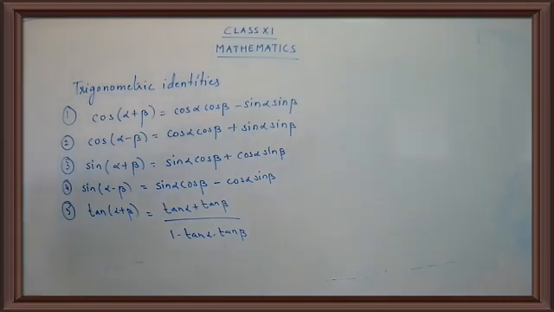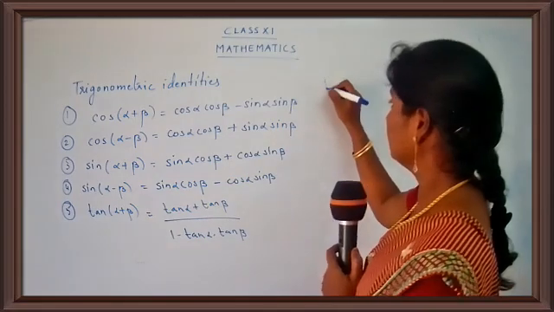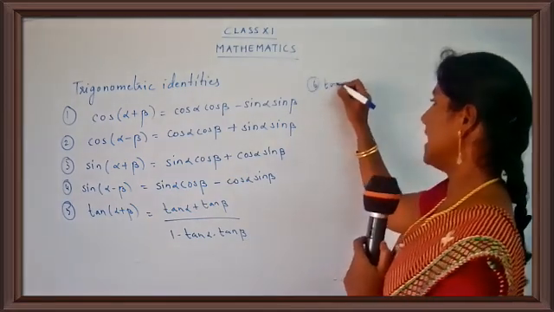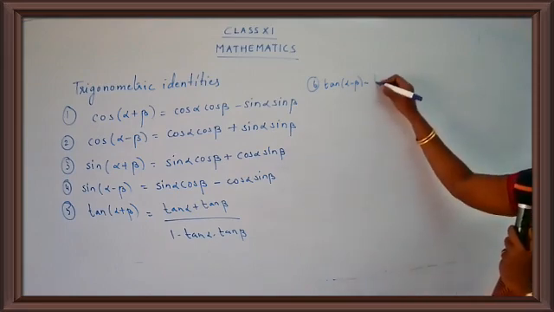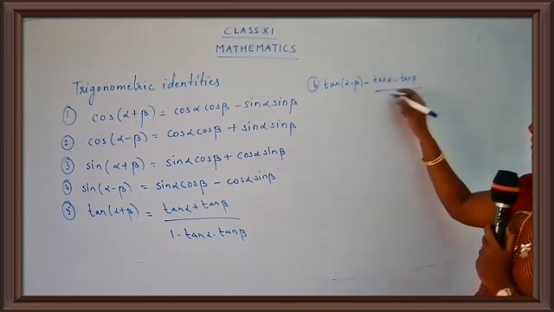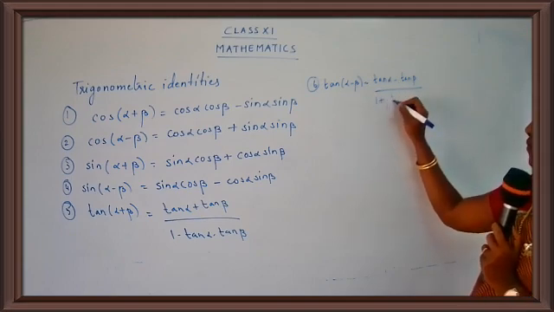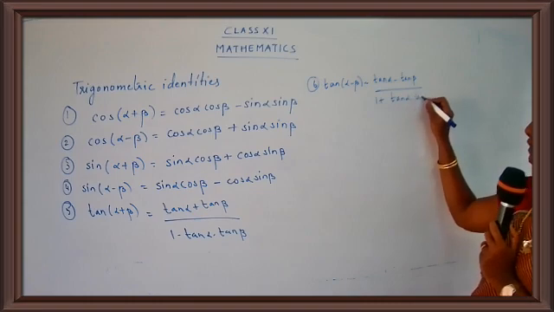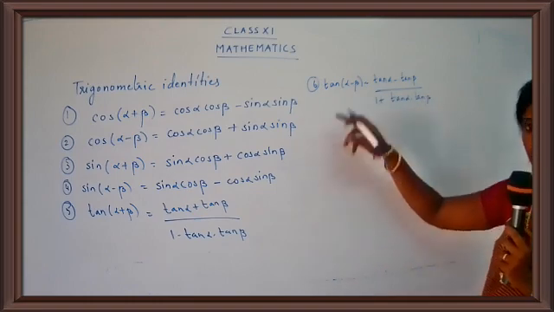Coming to the last identity, that's tan of alpha minus beta. What's the formula? Sixth one, tan of alpha minus beta is equal to tan alpha minus tan beta upon, this is minus here, so you have a plus in the denominator part. So 1 plus tan alpha into tan beta. Are you clear with this, children? Okay, let's have a small revise.